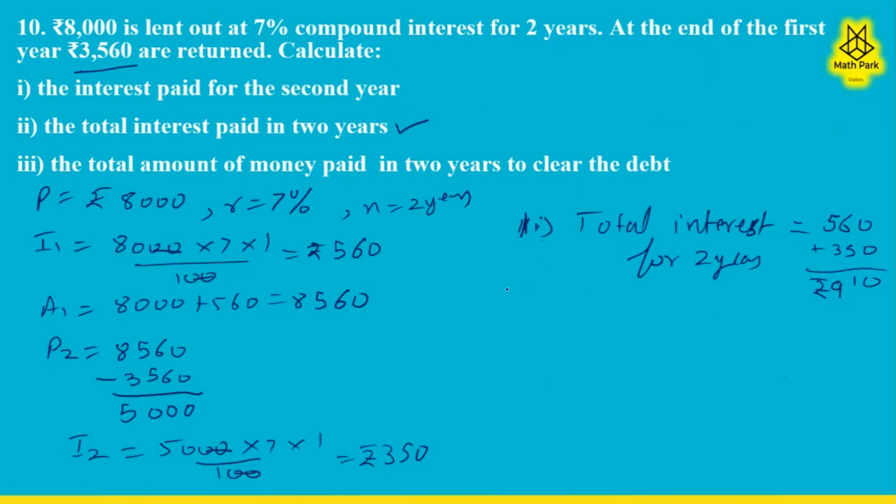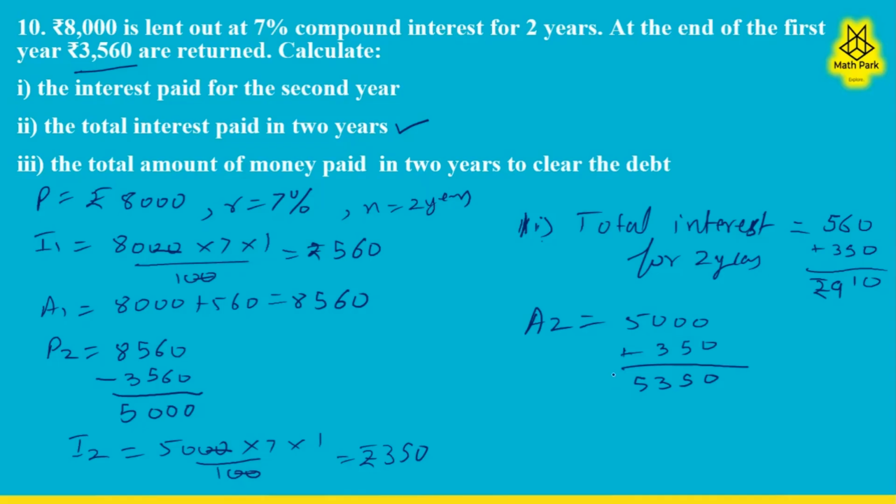Now the third part, the total amount of money paid in 2 years to clear the debt. Now how much has he paid? So the amount at the end of the second year is going to be this 5000 plus 350, which was 5350, the amount at the end of the second year.